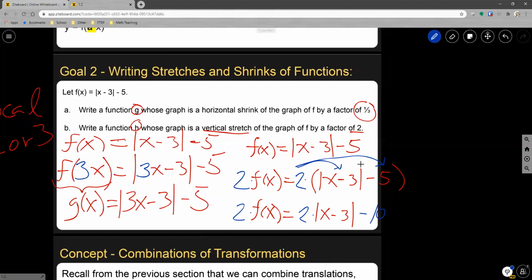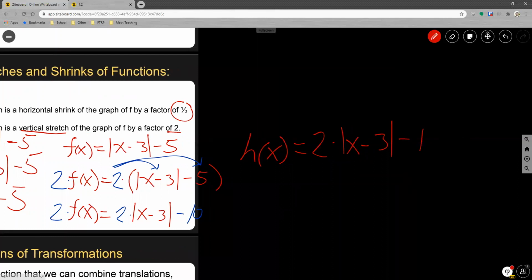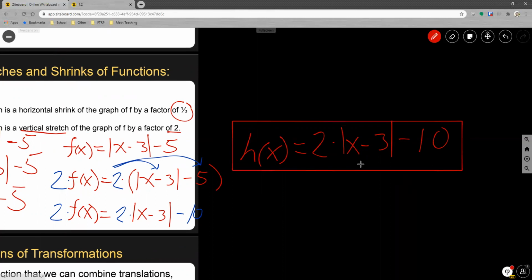So finally, I can rewrite the whole thing. Let's clean it up. H of x, that's my new function, is equal to 2 times the absolute value of x minus 3 minus 10. And now I've done a vertical stretch by a factor of 2.